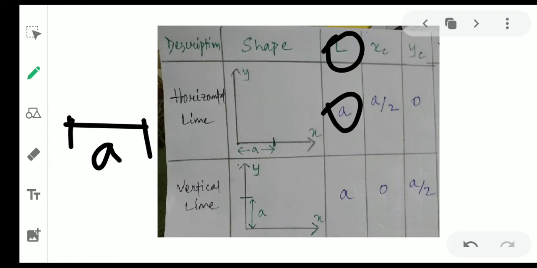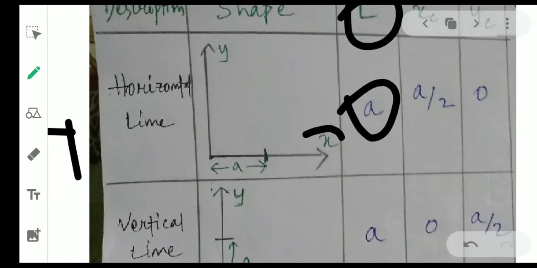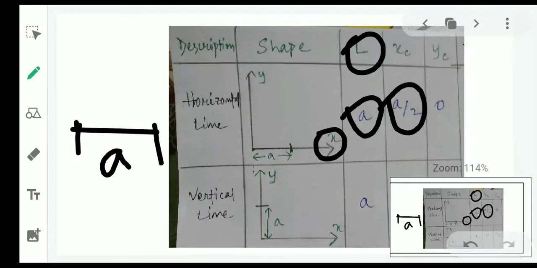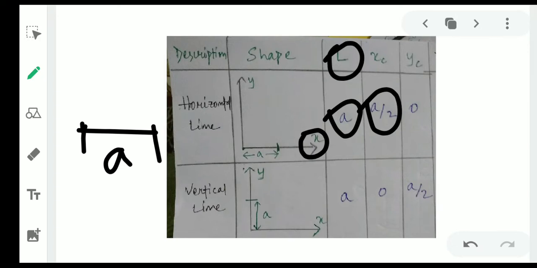As the line is in the horizontal direction, it is only in the x direction, and we already calculated the centroid for a rectangular section. What is the centroid in the x direction? It is half of the length. Here the length of the line is A, so it becomes A by 2. Very simple. YC is 0 because this is a one dimensional body. A single line is a one dimensional figure, so it is only in the x direction, and it automatically becomes 0 in the y direction because no part of the line is in the y direction.